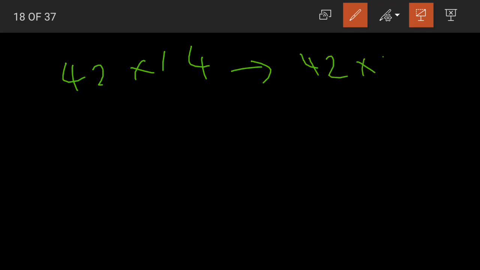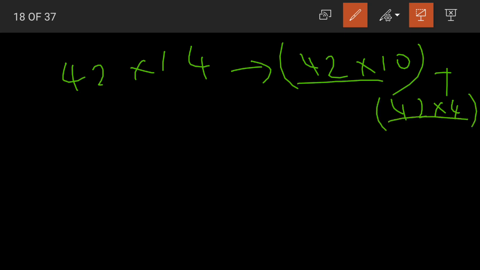Now let us split. 42 into 14 can be written as 42 into 10 plus 42 into 4. Why am I putting this in brackets? Because these two are to be done together. First we need to multiply 42 and 10 together. We should not do anything else to that 42 here. 42 into 10 becomes what? 420. Yes or no? We are having 1 0.